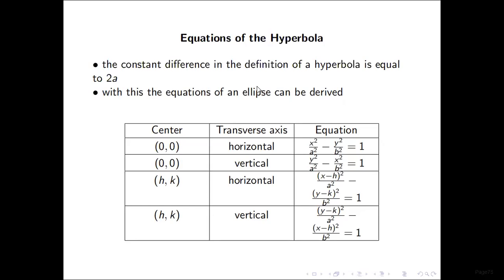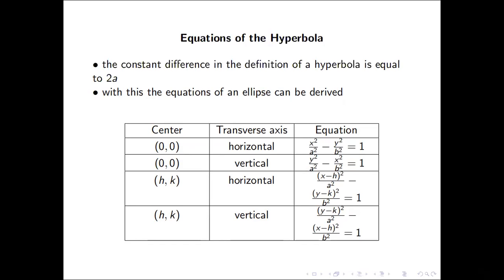So we have a similar equation, except that we have a minus instead of a plus. For ellipses, we have x squared over a squared plus y squared over b squared equals 1. Now, for hyperbolas, we would have minus y squared over b squared equals 1. And this applies for a hyperbola with center at the origin and transverse axis horizontal.